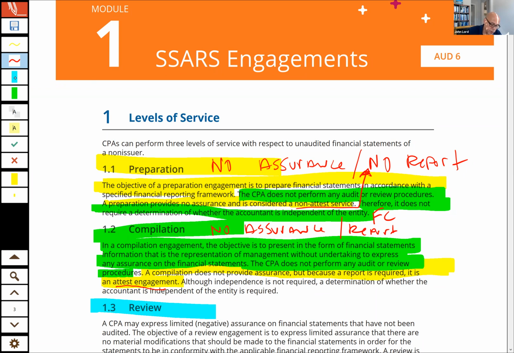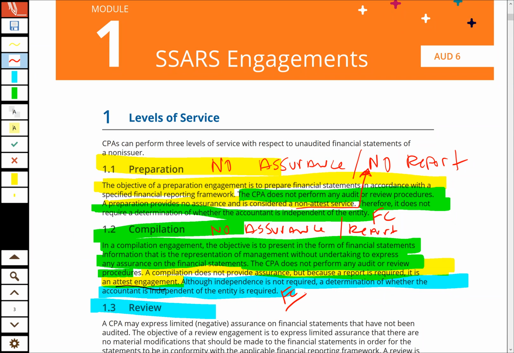Okay, now flashcard this last part. Although independence is not required, a determination of an accountant's independence of the entity is required. So we need to check to determine if we are independent. And if we're not independent, can we still do the engagement? That's a question. Yes, we can. Good. We can still do the engagement even though we're not independent, but obviously we have to look to see if we are independent.